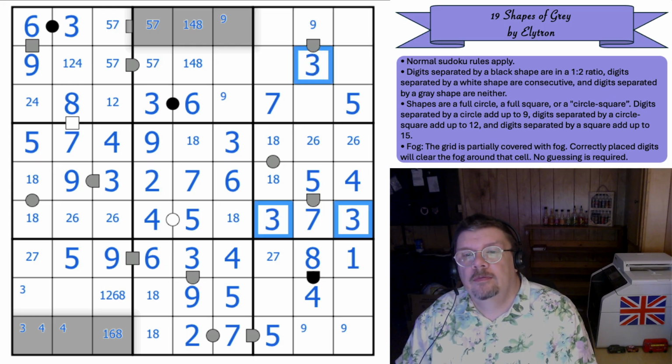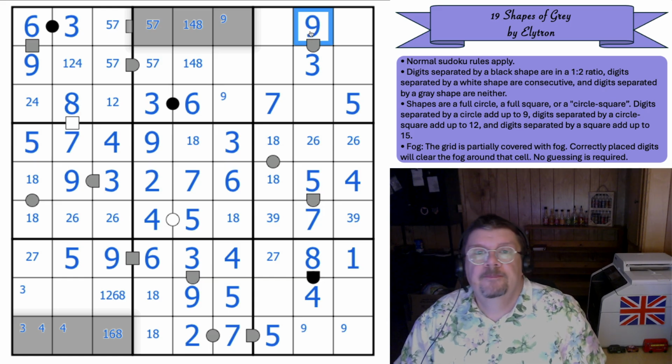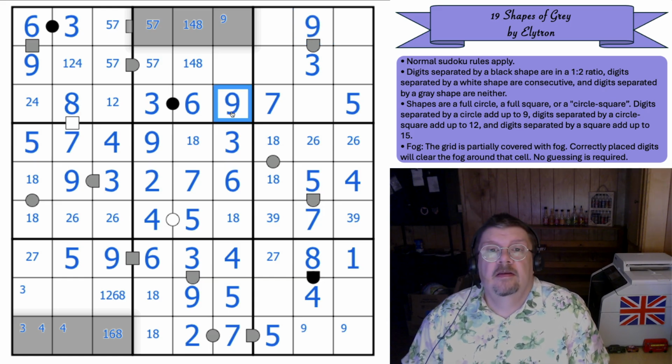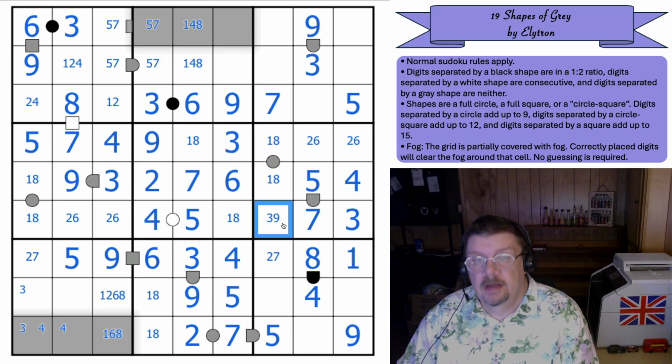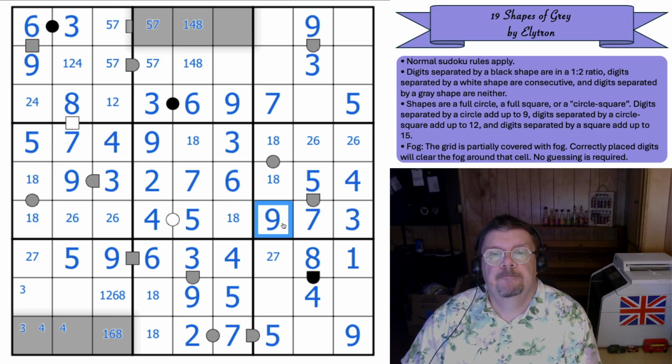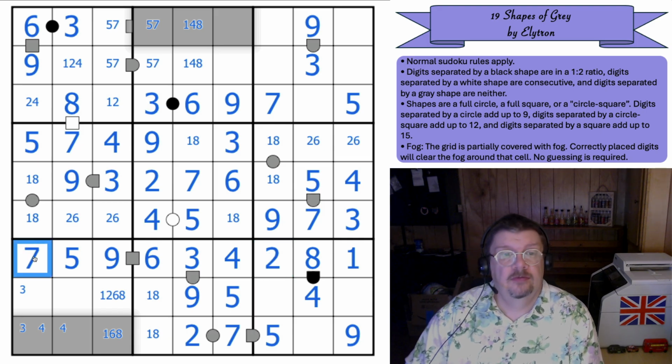That there is a 3, that's a 9. That makes that a 9. And that's not a 9, and that is. That makes this a 3 and a 9. This 7 makes this a 2. That's a 7.